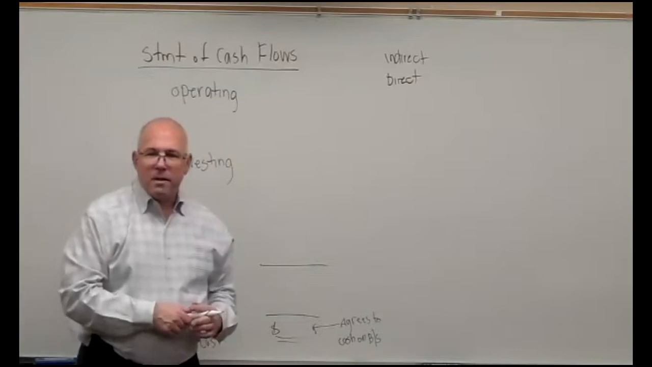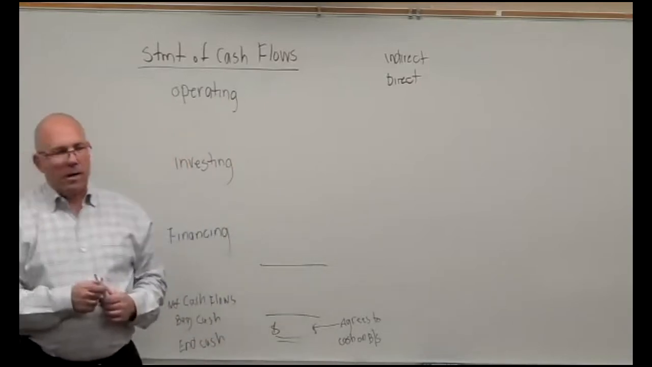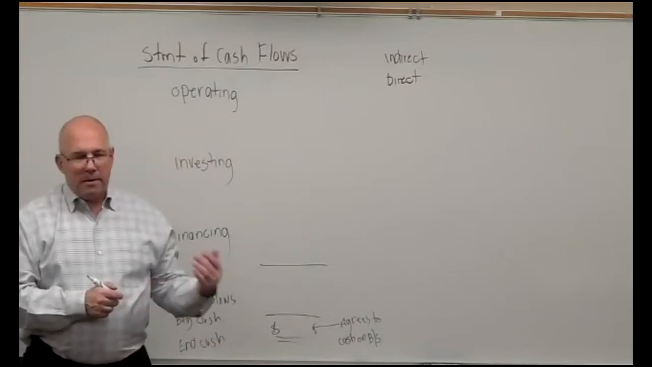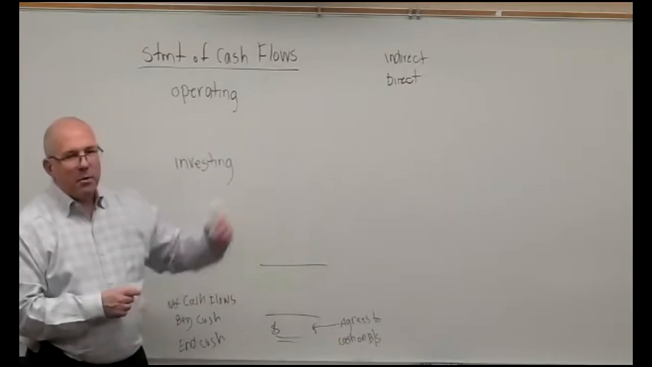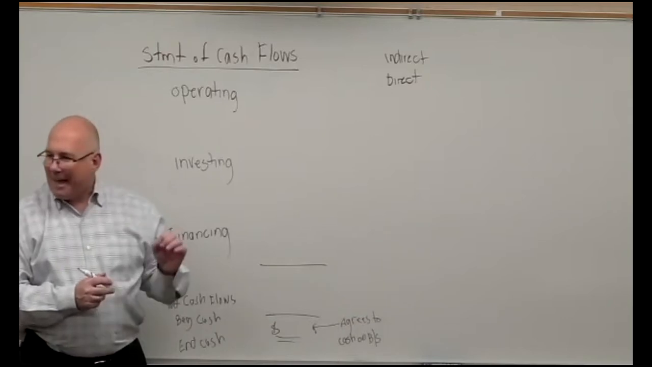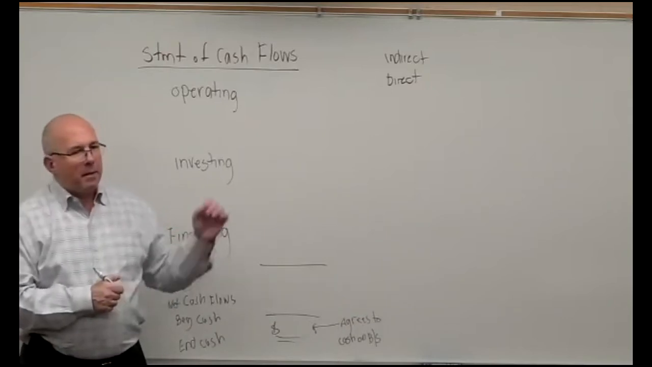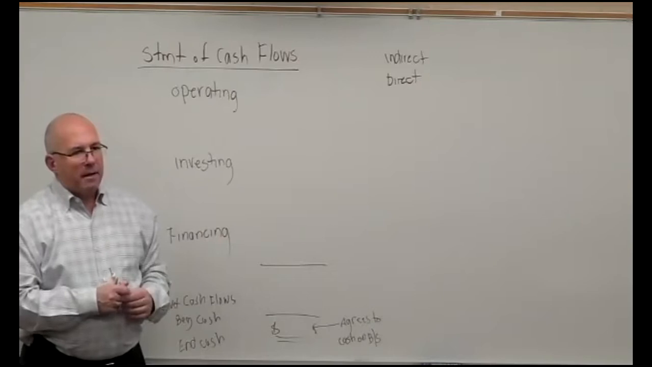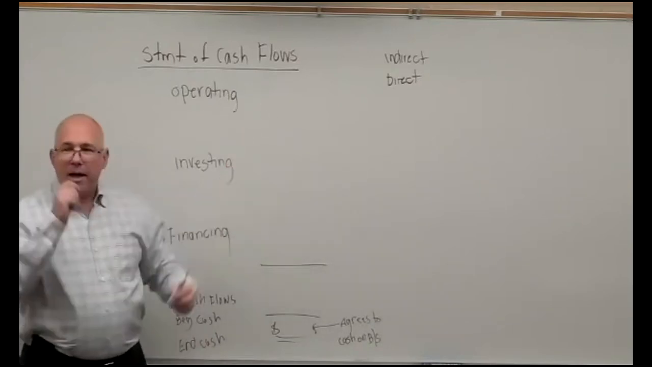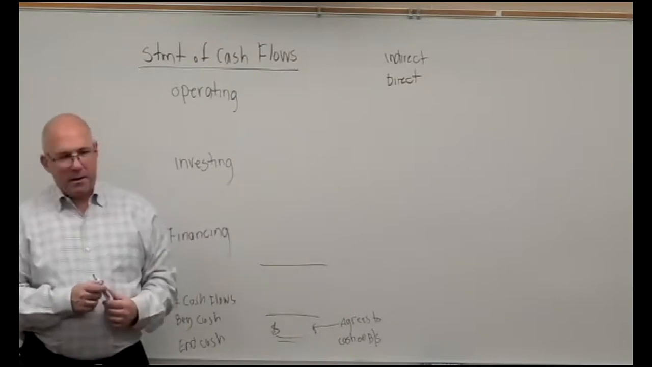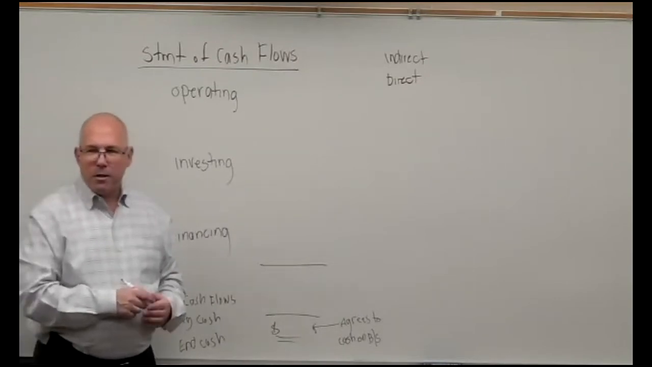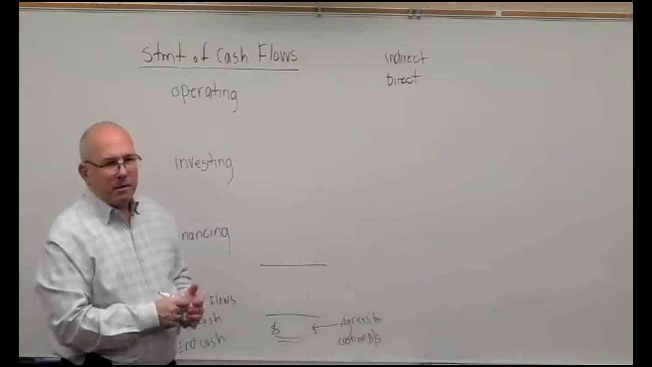Up until recently, and it hasn't taken effect yet, but it will, FASB, the people who set standards for U.S. financial statements, required you to do the indirect method, even though they overwhelmingly recommend the direct method. So that means if you want to go the extra mile and do the direct method, you also have to show the indirect method. So you have to show it twice. You have to do it both ways.